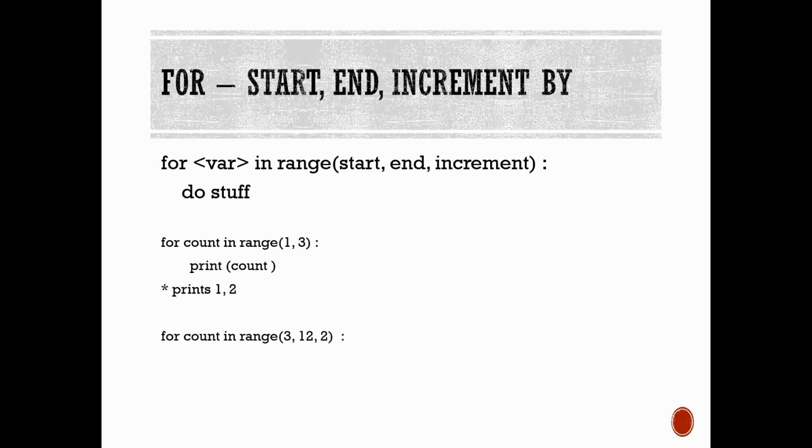So here's an example of for count in range 3, 12, and 2. Now I have a starting point, I have an ending point, and now I have an increment value. And if I wanted to print my counter now, we are going to start at 3, and we're going to count up to, but not including 12, but we're going to do it by 2s. So you can see I'm counting up odd values up to, but not including 12. So let's try this out.